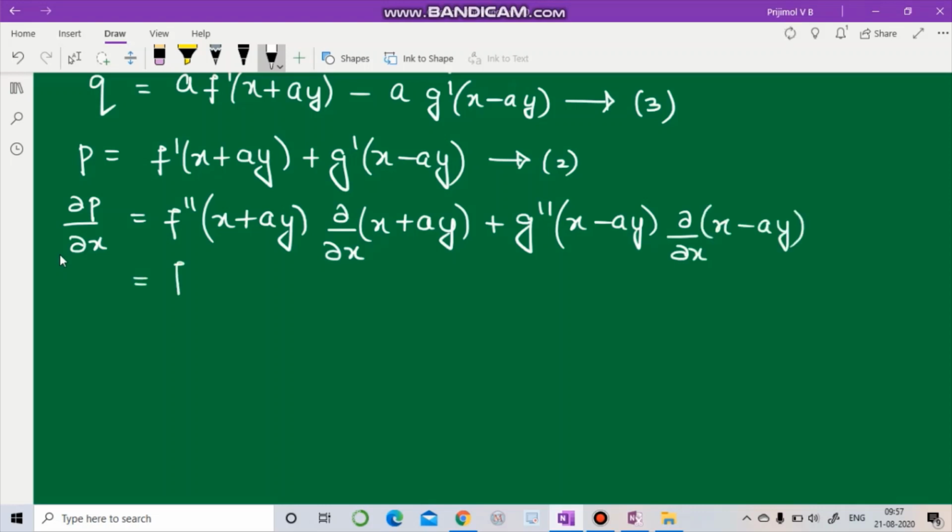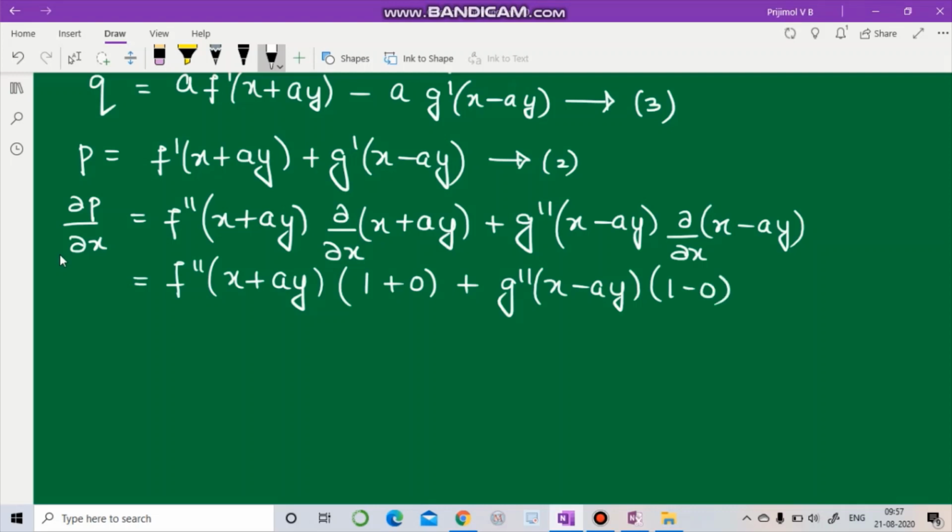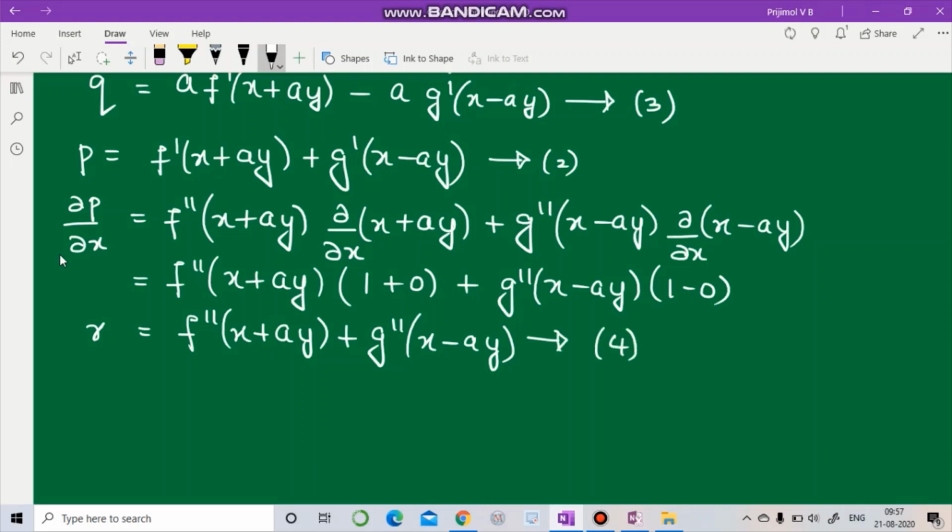So which will be 1 plus 0, 1 minus 0. See, we have got an equation, and you know dou p by dou x is nothing but r. Call it equation number 4.